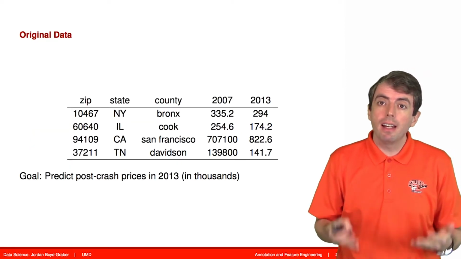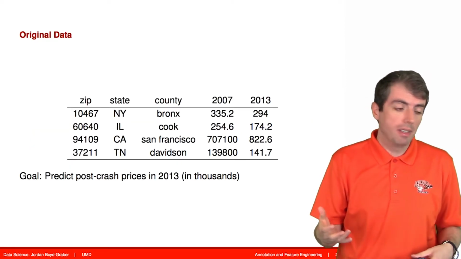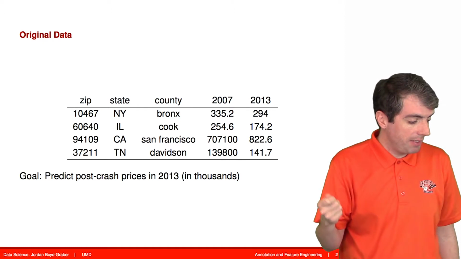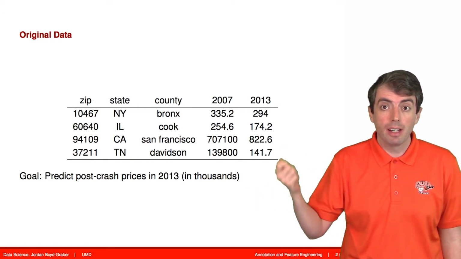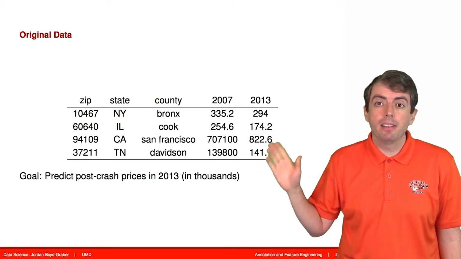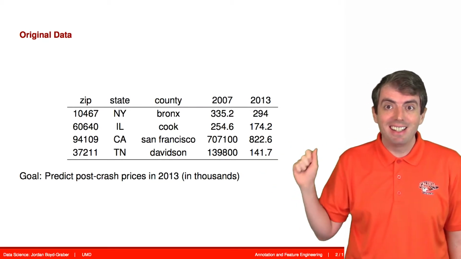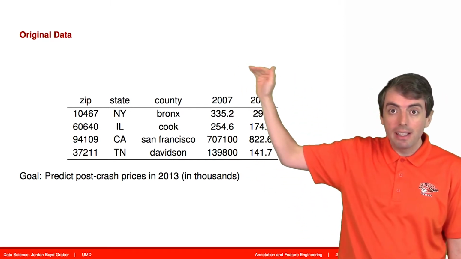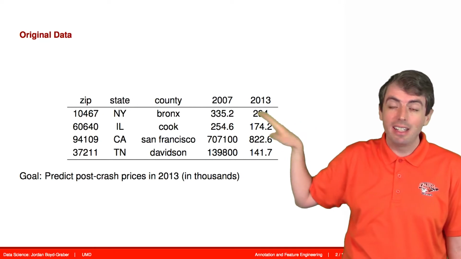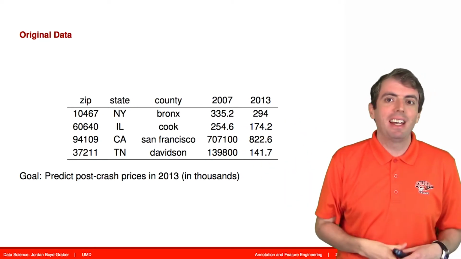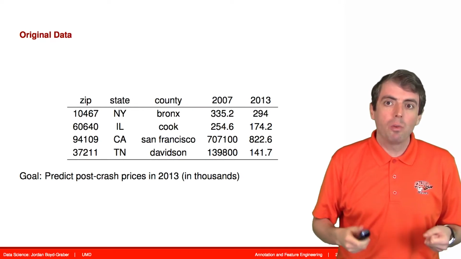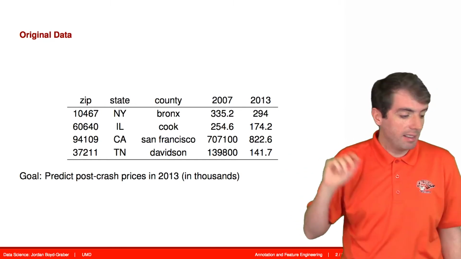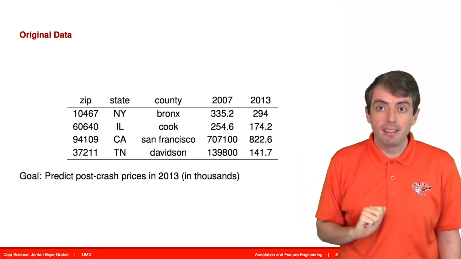So in this case, let's say that we have a bunch of homes, and we know how much a house was sold for in 2007, and how much it was sold for in 2013. And the important information here is that in 2007, house prices were really, really high, at least in the United States, and in 2013, in many places, they went down quite a bit. There was a housing market crash. And we want to predict, given how much a home cost in 2007 and where it is in the country, how much it's going to cost in 2013.